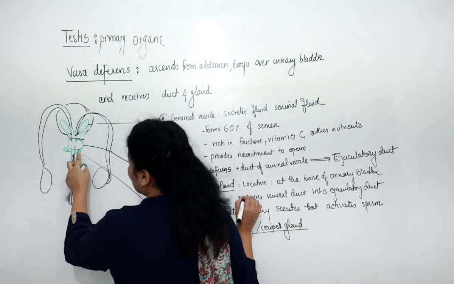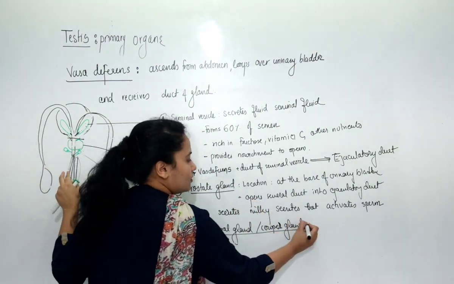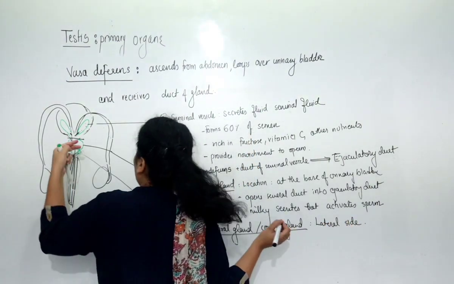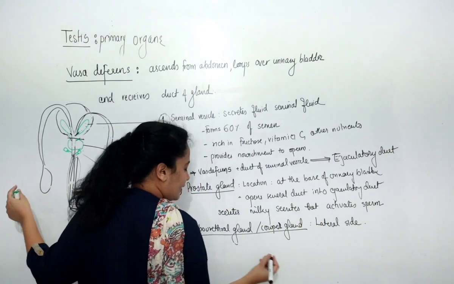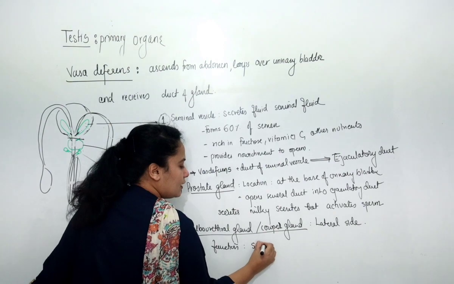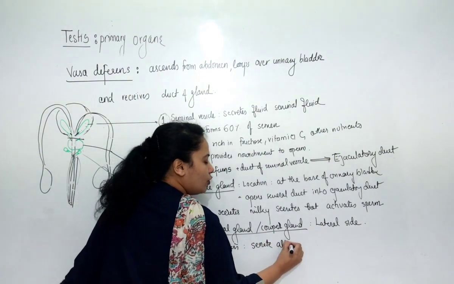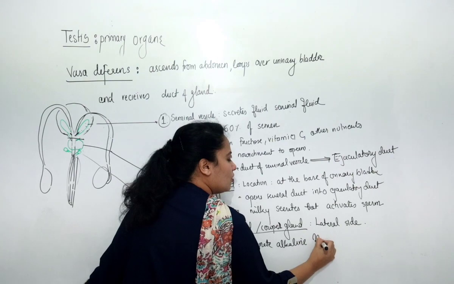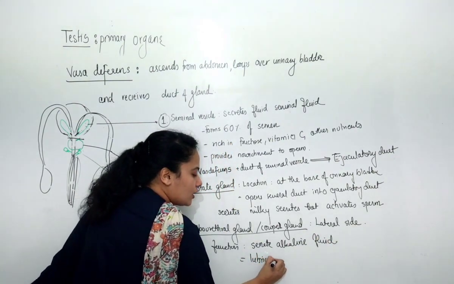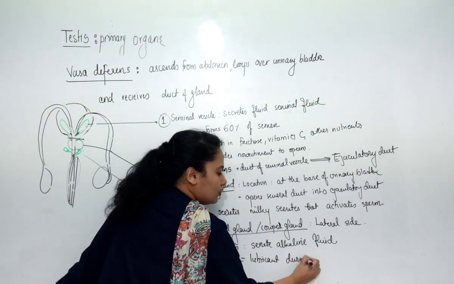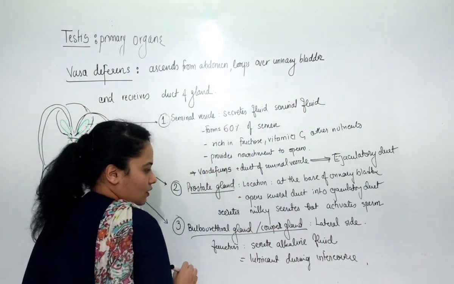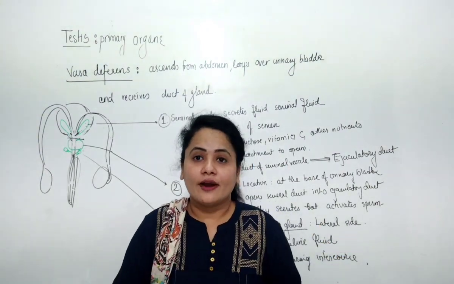Where is this located? It is located on the lateral side, or you can also write it as at the base of the prostate gland. And its function is to secrete alkaline fluid that acts like a lubricant during intercourse. So we can say that these three are the glands.